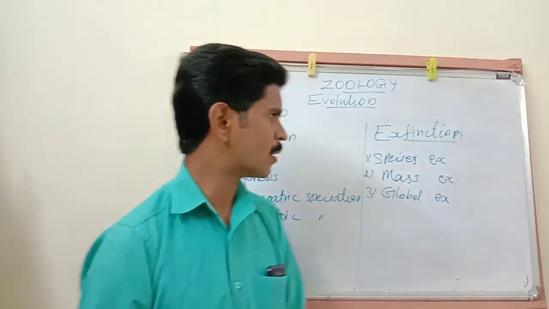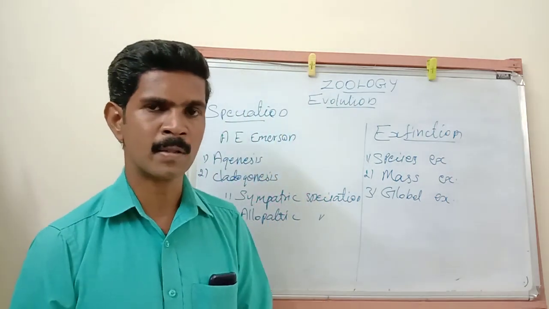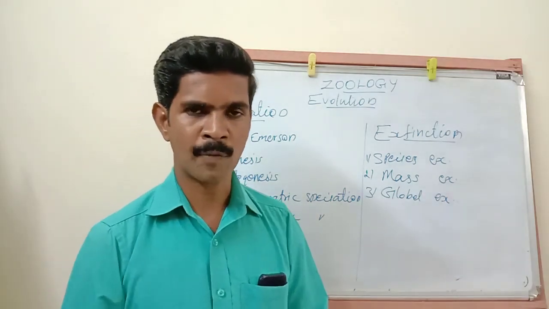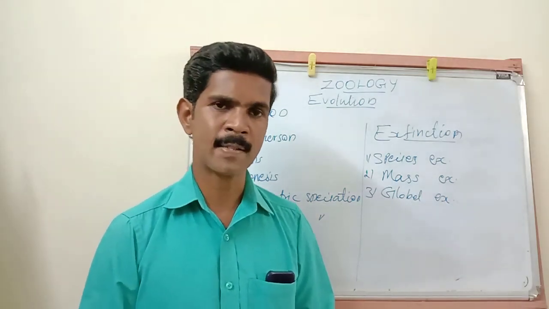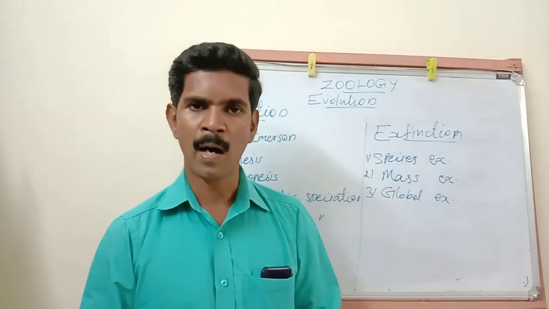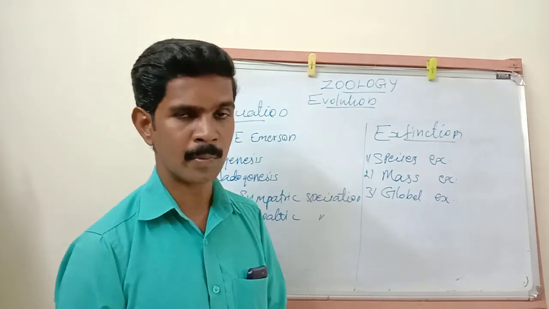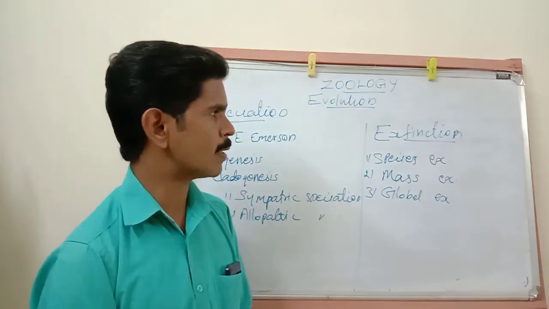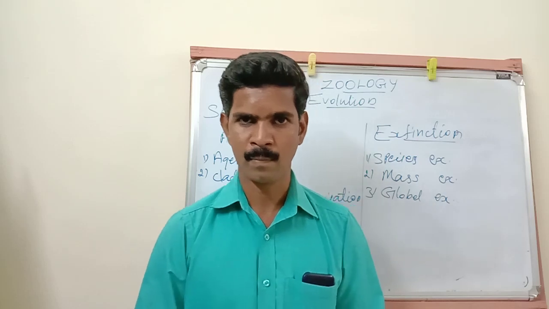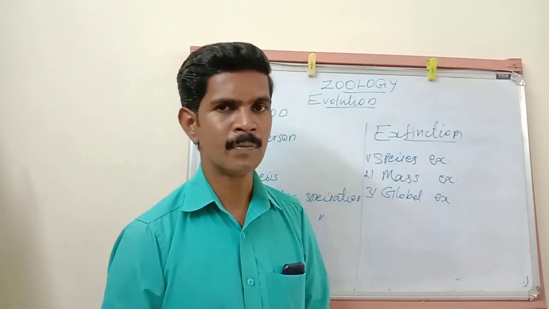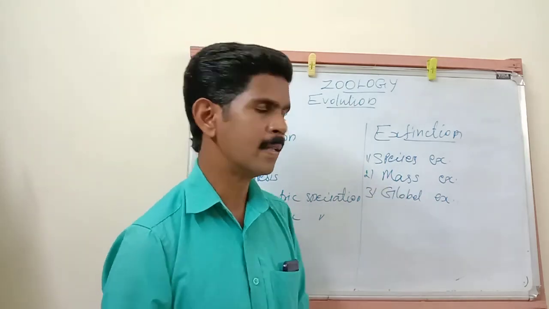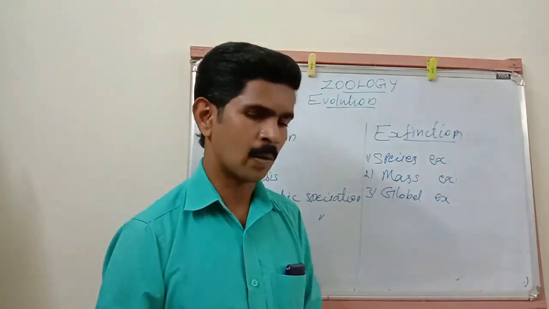So my dear students, today we have completed 2 important topics. The first topic is speciation, and the entire topic together may be asked as a 5-mark question, 3-mark question, 2-mark questions, and 1-mark questions. Then the second topic is extinction. This is a very important 3-mark question: the 3 levels of extinction. What are the 3 levels? Species extinction, mass extinction and global extinction.